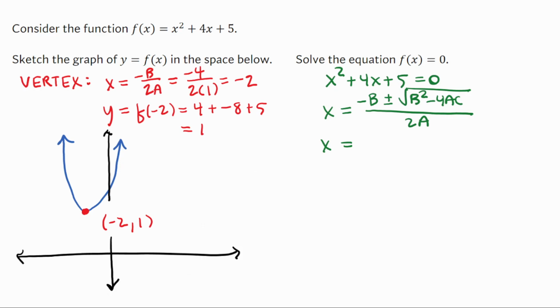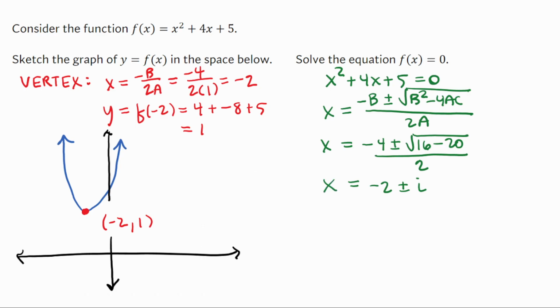Okay, so I'm going to say negative b is negative 4 plus or minus the square root of b squared, which is 16, minus 4 times a times c, which would be minus 20, all divided by 2 times 1. Okay, I'll just simplify that for you real quick. That's going to be negative 2 plus or minus, 16 minus 20 is negative 4. The square root of negative 4 is 2i. So I've got 2i divided by 2 is 1i. Okay, these are my two solutions to f of x equals 0.